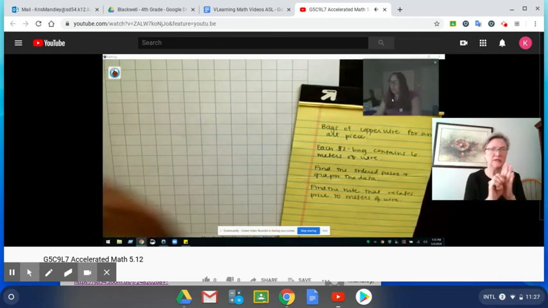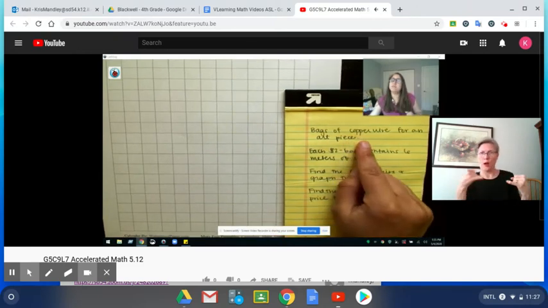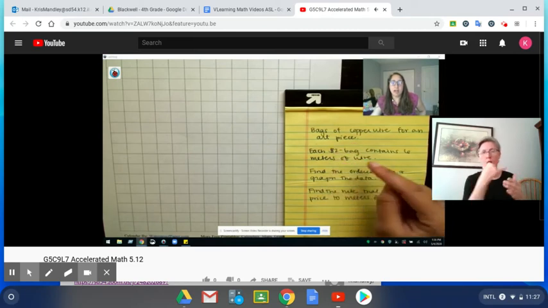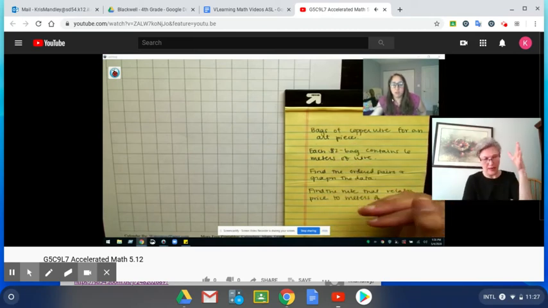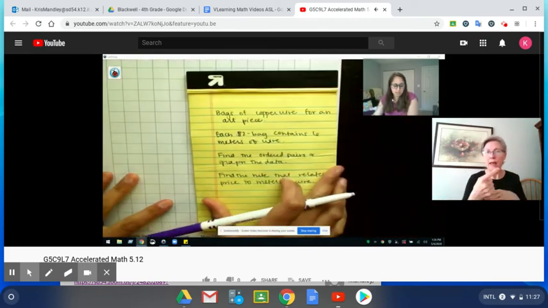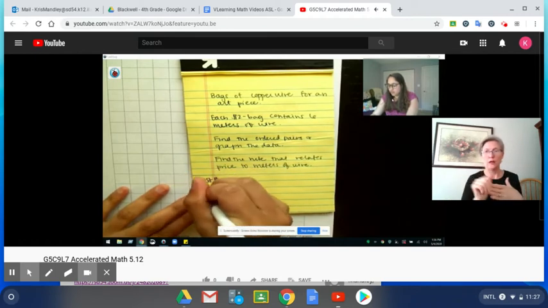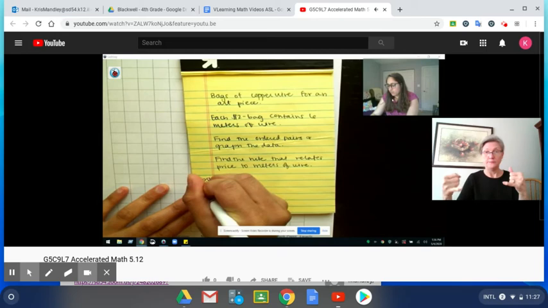Let's say I'm working on a craft project, and in that craft project, I'm going to be using lots of copper wire for an art piece, okay? Each $2 bag of copper wire contains 6 meters of wire. Our job is to find the ordered pairs and graph the data, and then find the rule that relates price to the meters of wire, all right? So let's start by thinking through the information that we've got so far. We know that every time we've got a $2 bag of wire, there's 6 meters in it, right? So we know our cost in dollars, and then our wire in meters.